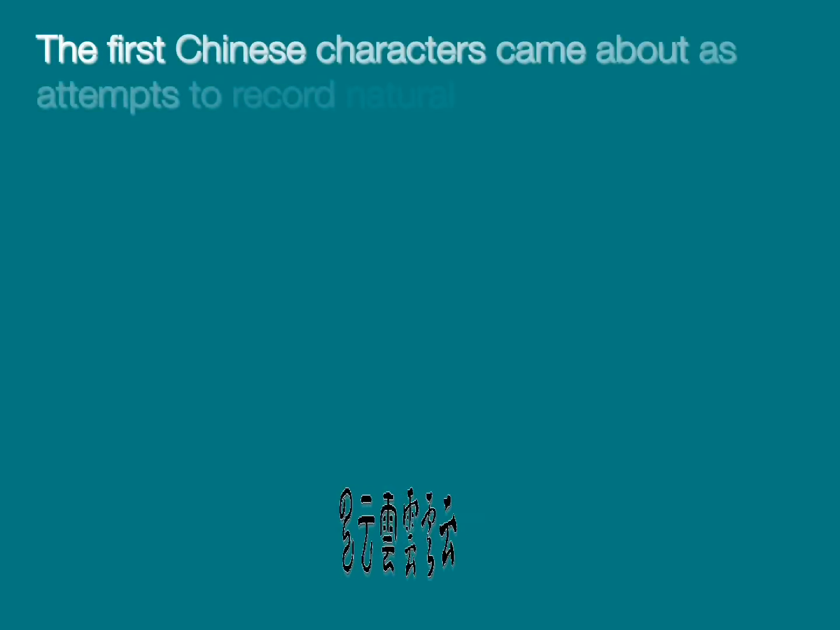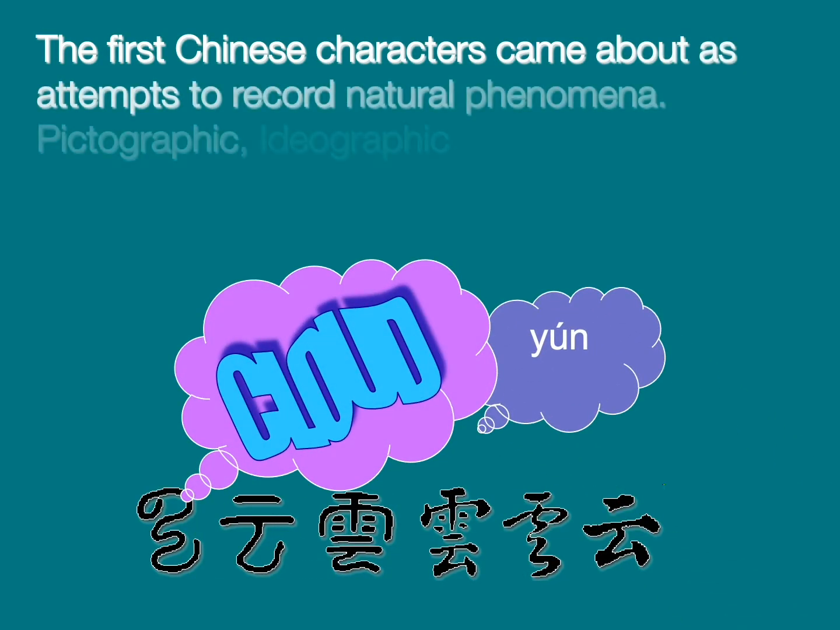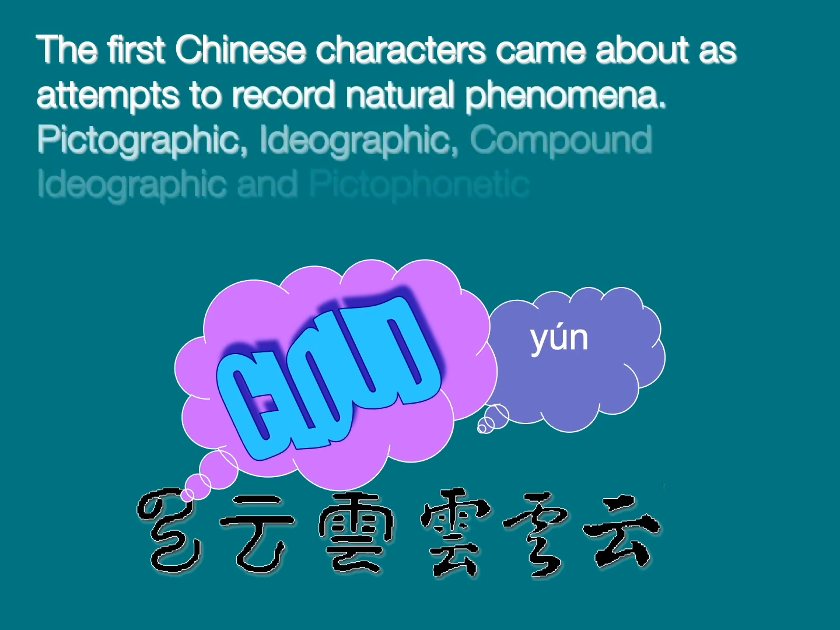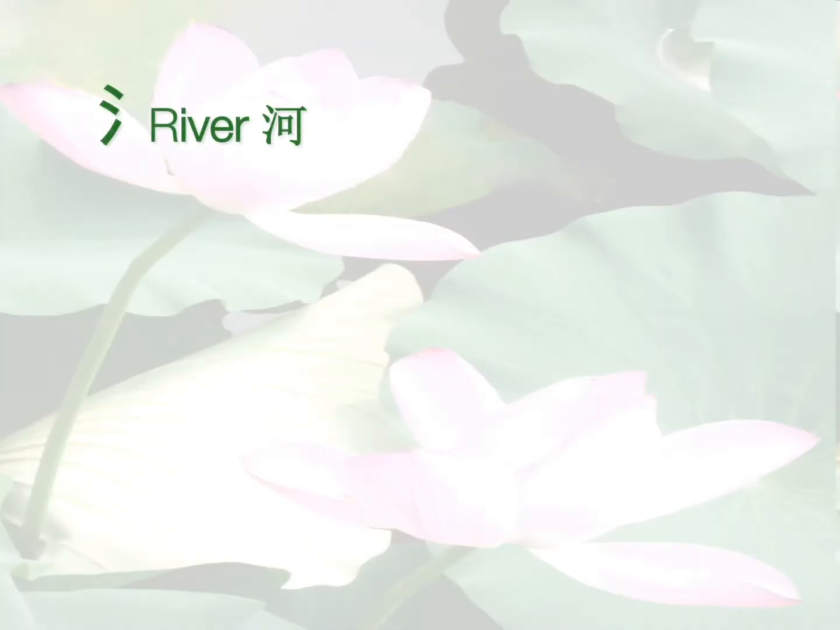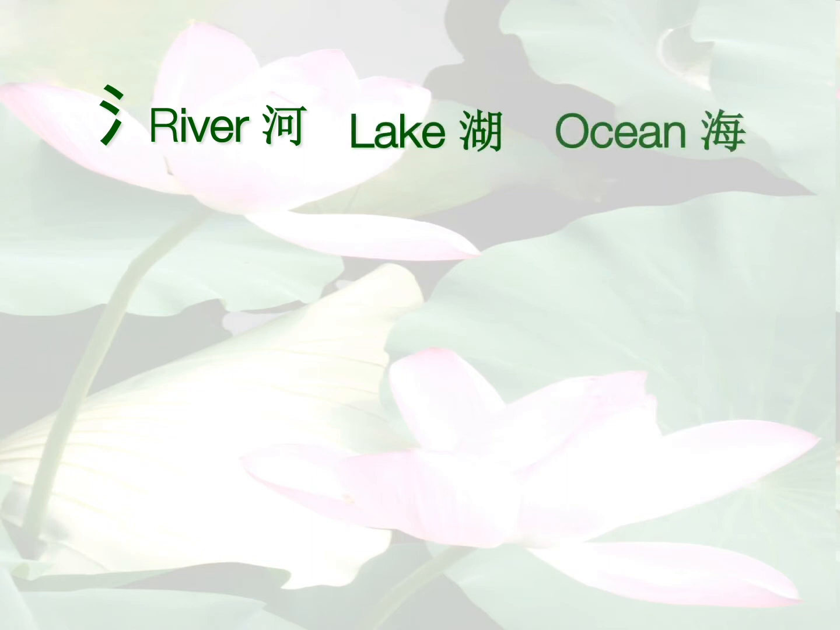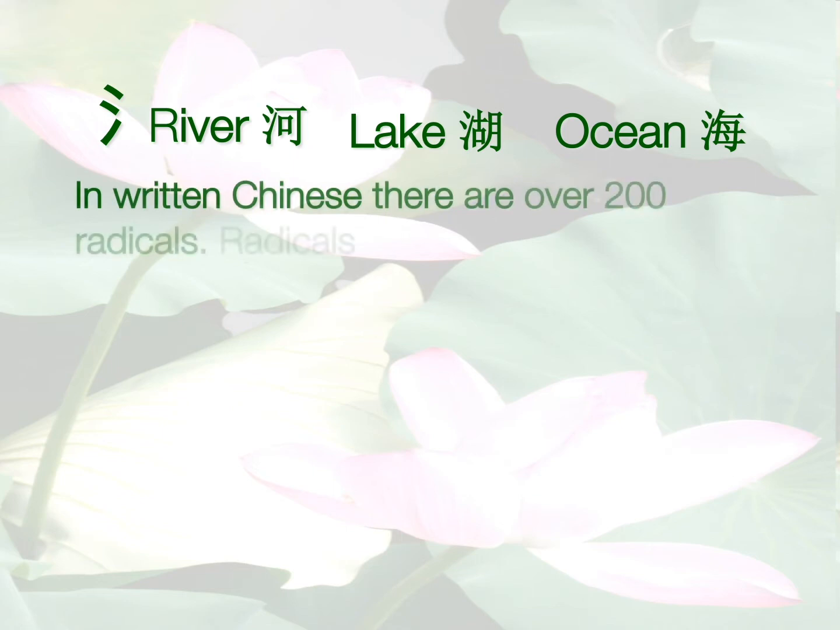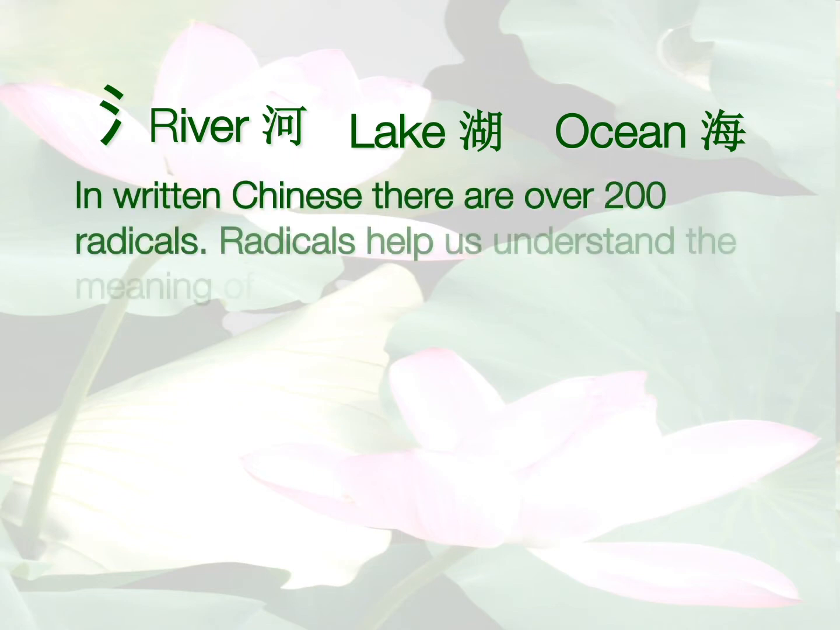The first Chinese characters came about as attempts to record natural phenomena. Pictographic, ideographic, compound ideographic, and pictophonetic are the 4 primary character types. River, 河. Lake, 湖. Ocean, 海. In written Chinese, there are over 200 radicals.